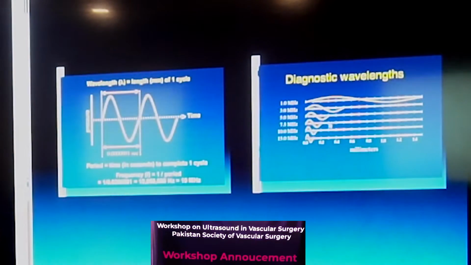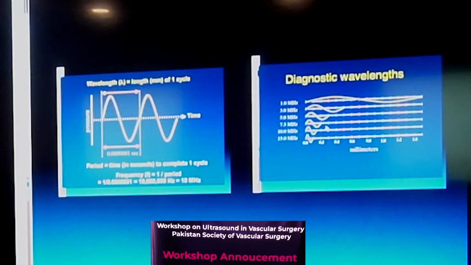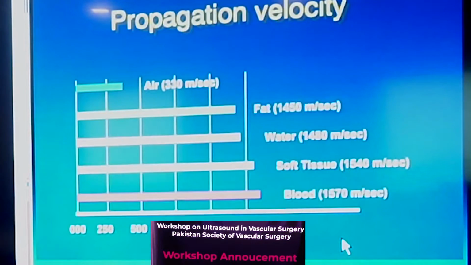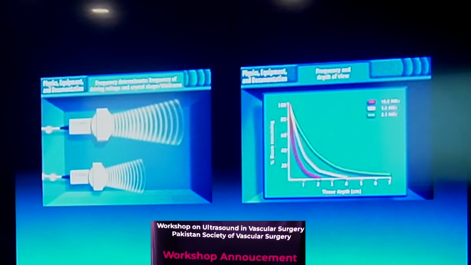That's a very, very important fact while playing with the keys and fidgeting with the ultrasound probe: which probe must be used in this patient. The velocity of ultrasound in the body is 1540 m/s on average in soft tissue. All these are very important facts while doing Doppler and ultrasound.